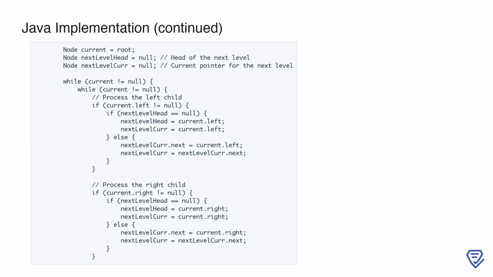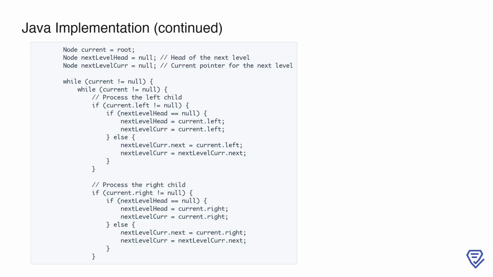Inside this loop, we handle the left child first. If the current node has a left child, we check if next level head is null, which would mean this is the first child we encounter at the next level. If true, we initialize both next level head and next level cur to this left child. Otherwise, we link the next level cur pointer to this child and move it forward.